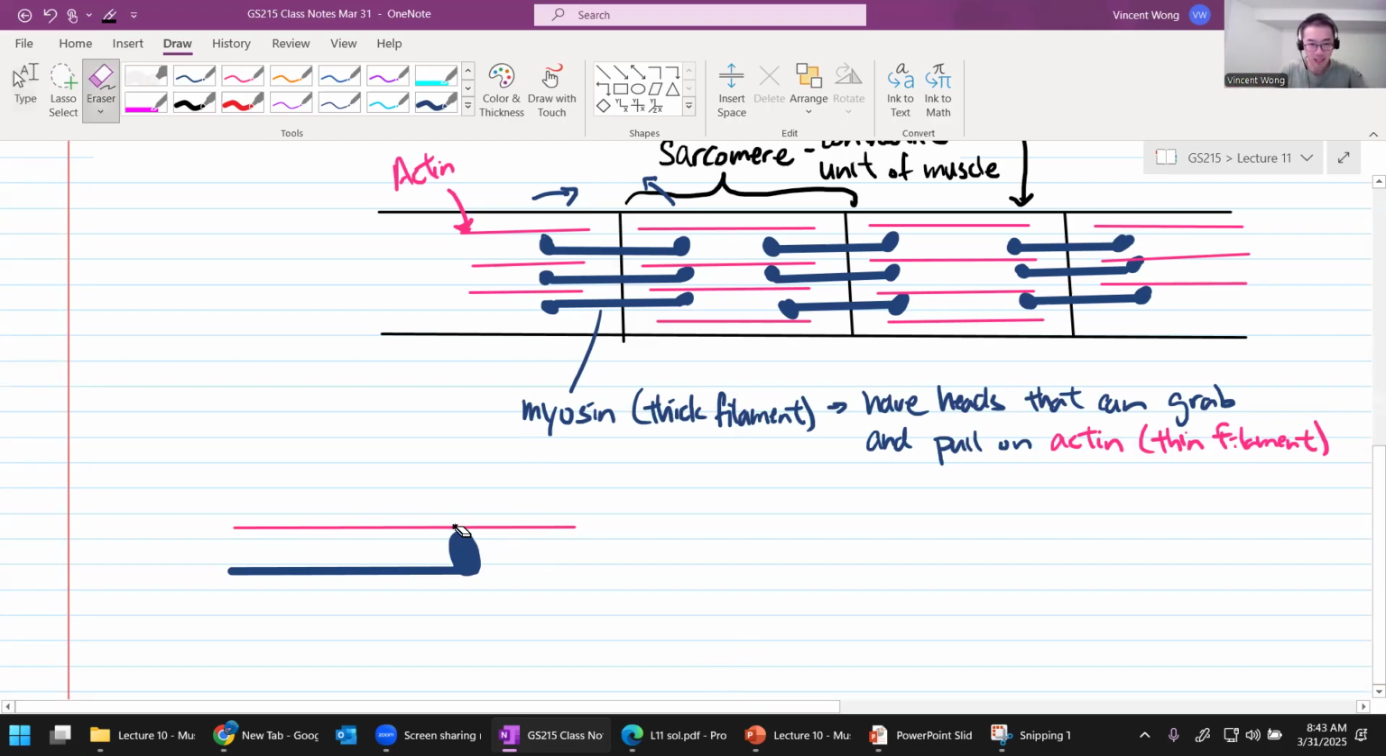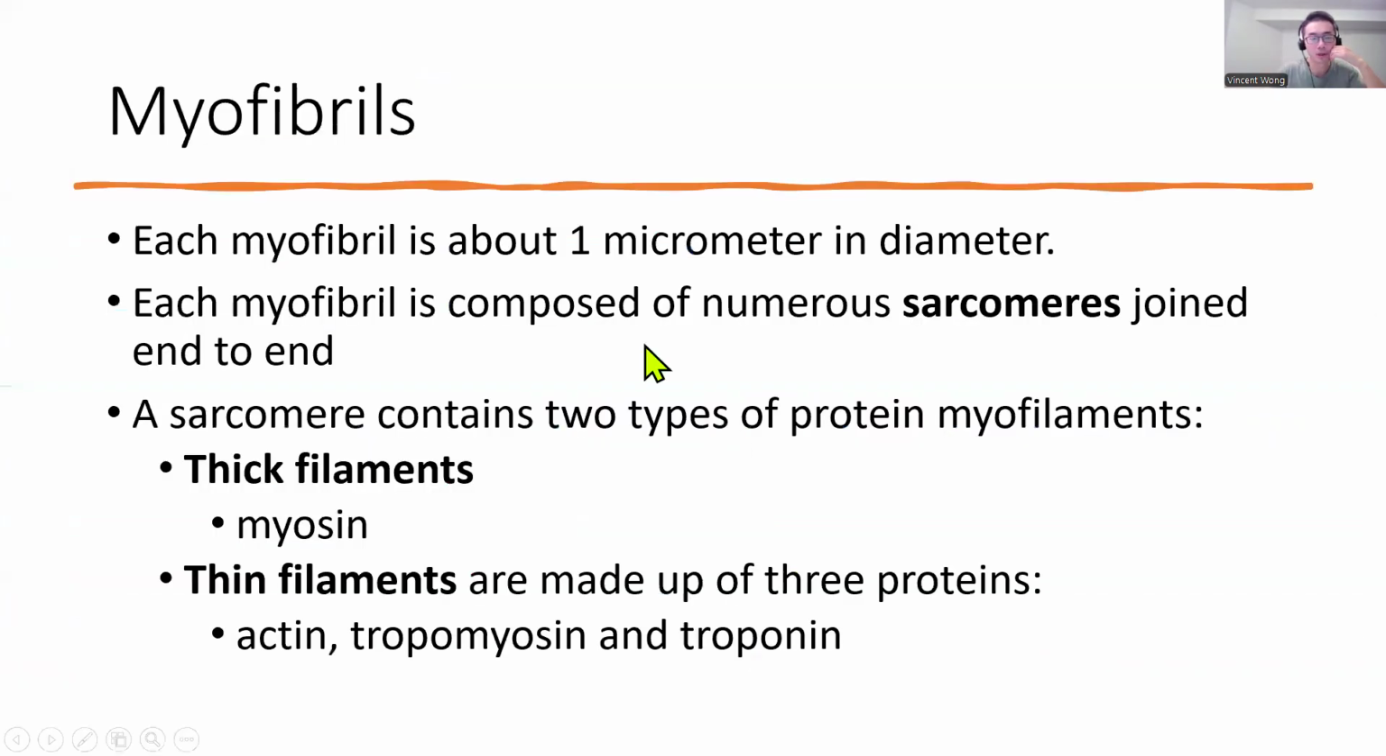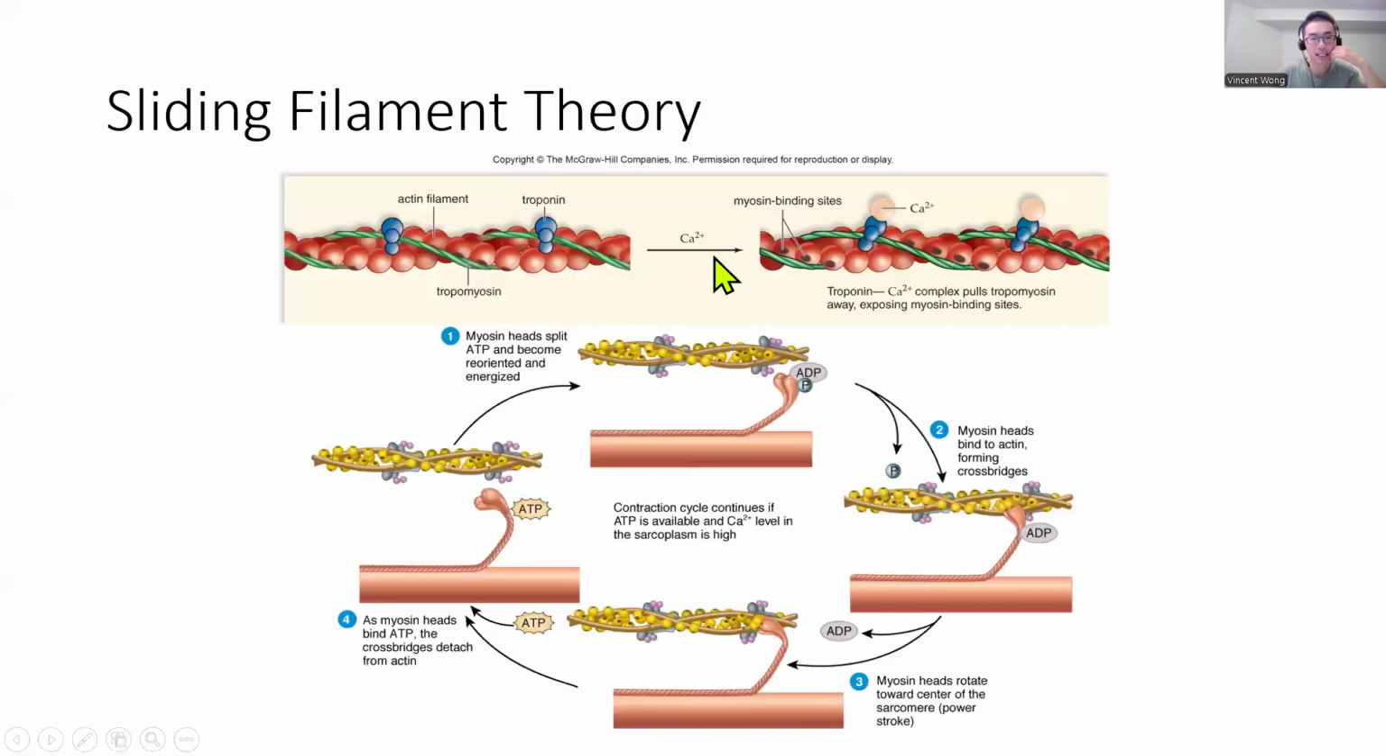But it depends on the head grabbing on the actin. Remember, before it's like this, but once you want to contract it, the myosin head grabs on, and then it pulls, and pulls, and it causes the entire sarcomere to shorten. If you have trouble visualizing it, there are videos on Luminate that you can watch. But let me show you the picture here. I'll come back to this in a second.